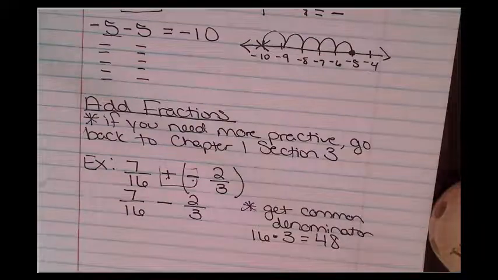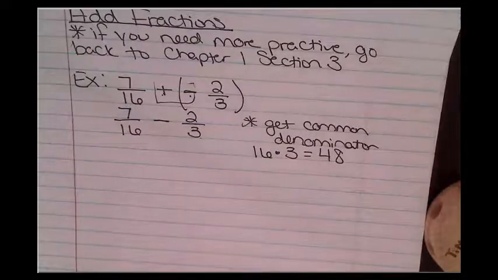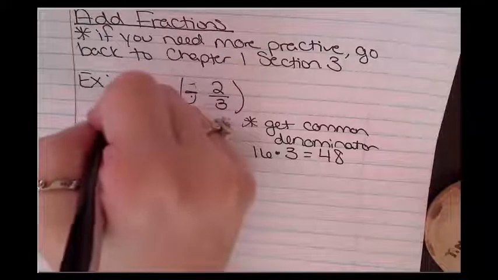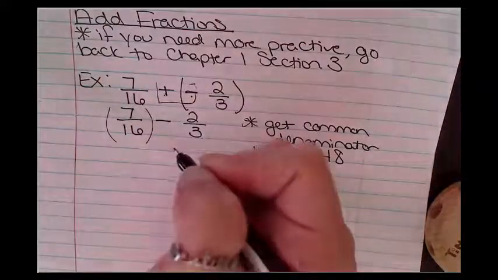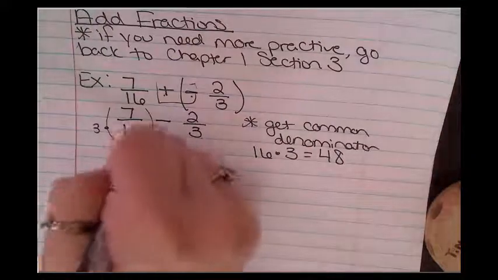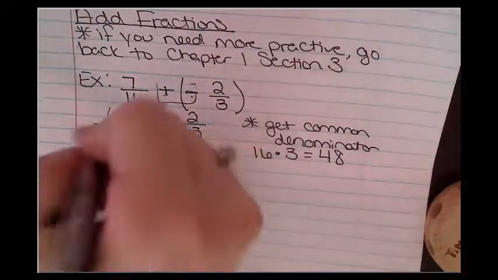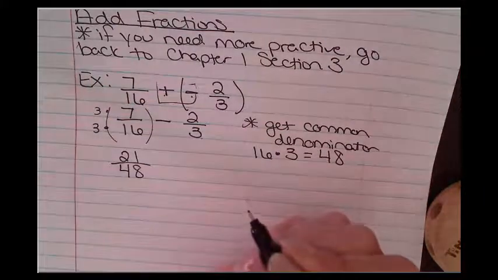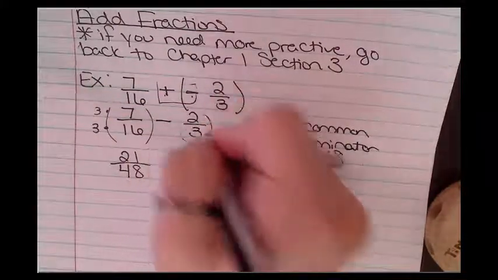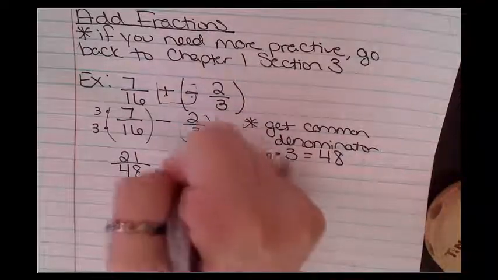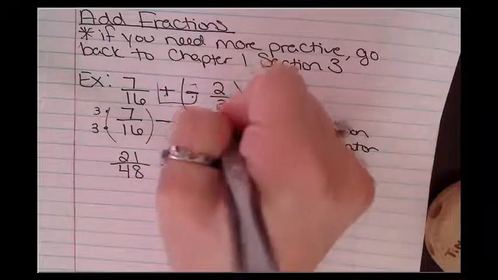Okay, so now that we have a common denominator, let's look at this first one that we have, this 7 over 16. We times the bottom by 3 to get us our 48. So that means we have to times the top by 3, which will give us 21. Then you have to look at your second number, and we times the bottom by 16 to give us our 48. So that means we have to times the top number by 16 to get us our 32.